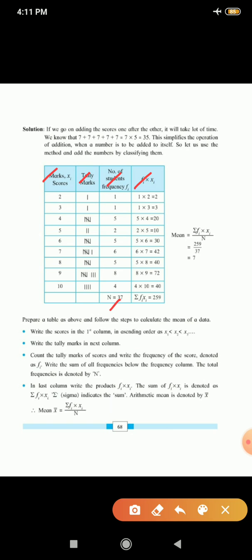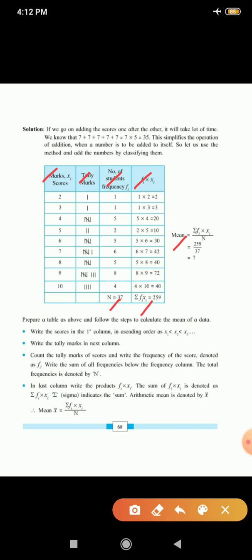Now in the last column you can see down there that sign, like E, it is summation. Summation means total, sum of Fi into Xi. There is no sign between Fi and Xi, it's multiplication. So the total comes to 259. So mean is equal to summation Fi into Xi upon n. The formula you can see, that is 259 upon 37, you get 7.